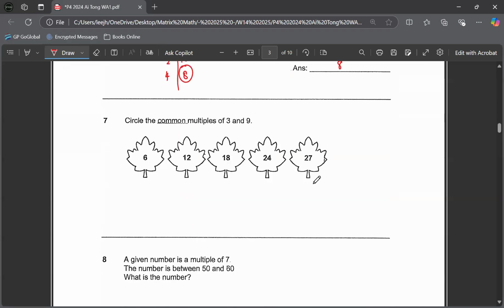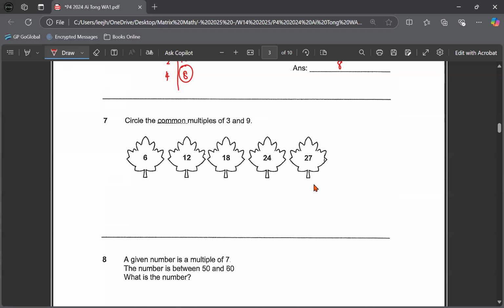Question number 7. Circle the common multiples of 3 and 9. So actually, you don't need to list out the multiples of 3 and 9. You look at all these numbers, which numbers can be divided by 3 and also 9. If it's a multiple of these two numbers, it means it can be divided by these two numbers without any remainder. So you know 6 can be divided by 3, but 6 cannot be divided by 9.